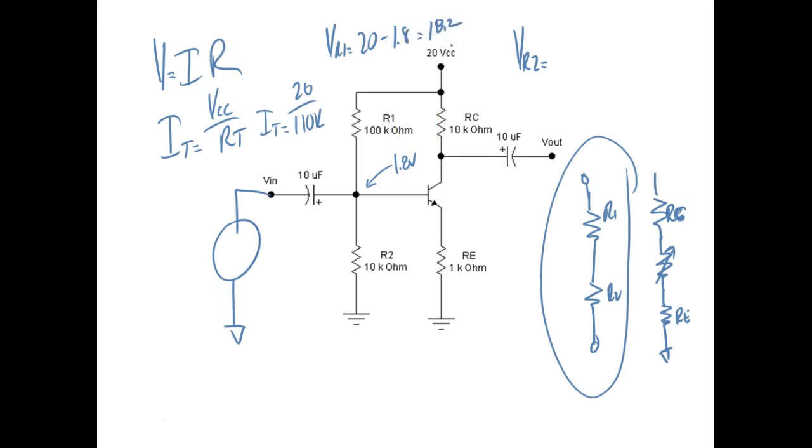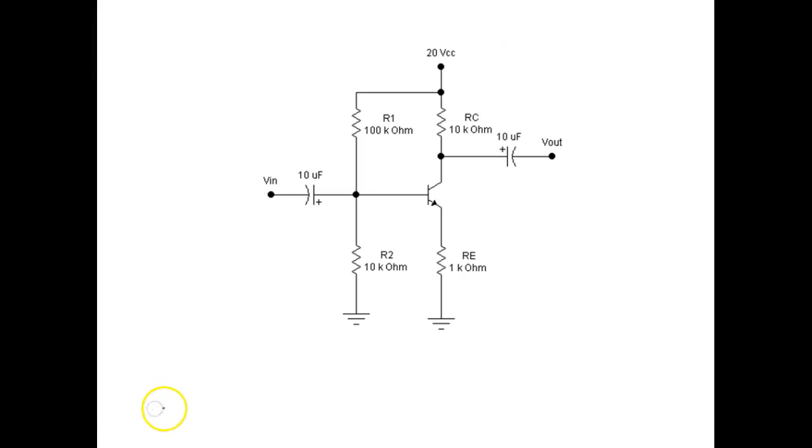Now another formula you can use is what we call the voltage divider formula, which is the one I prefer to use because I don't have to solve for current. So what is the voltage divider formula? We've already used that in this class. Yeah, VR2 would be equal to R2, 10K, times RT, which is 110K.